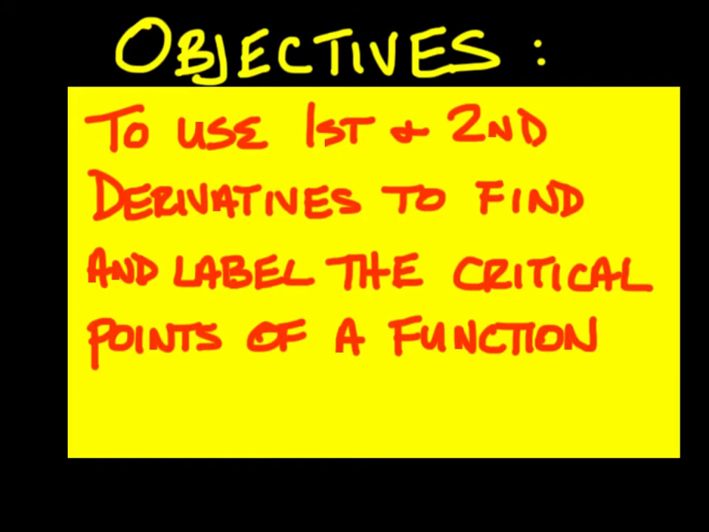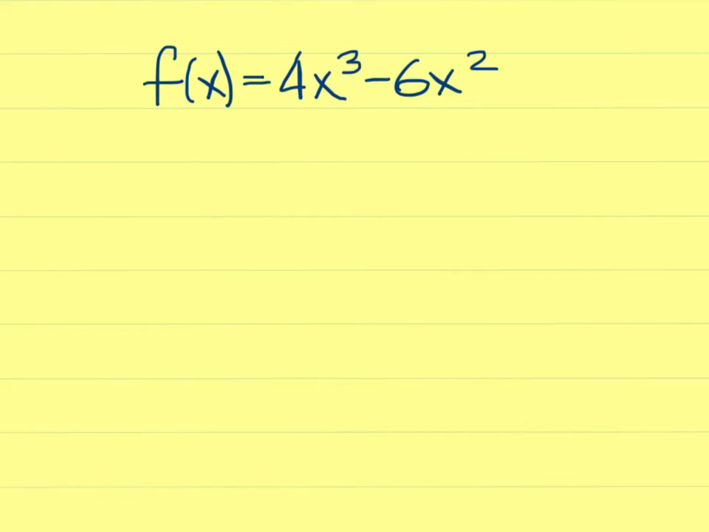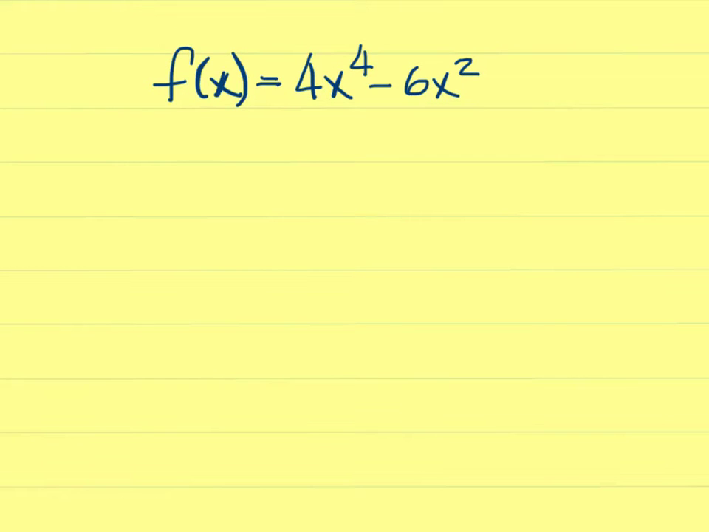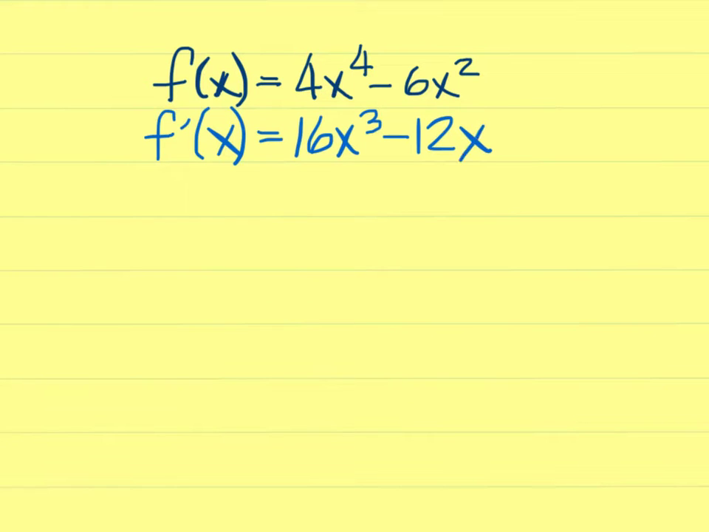To use first and second derivatives to find and label the critical points of a function. Here's an example. We have f of x equals 4x to the third minus 6x squared. Step 1 is to find the derivative. The first derivative is going to be 16x to the third and then minus 12x.